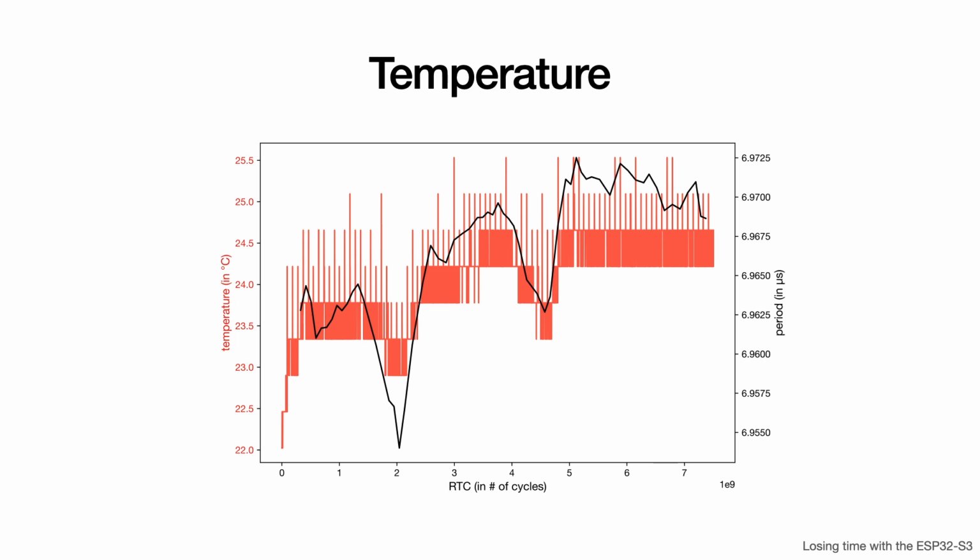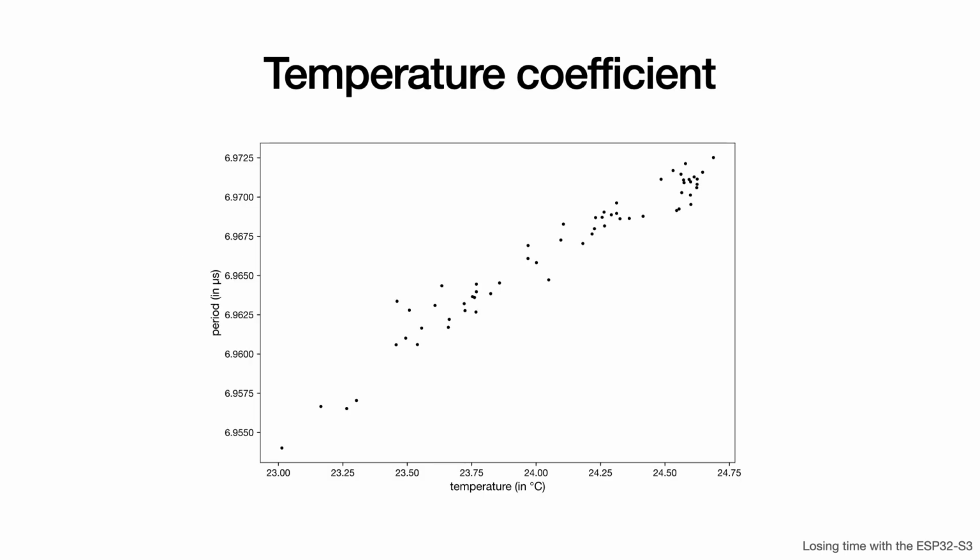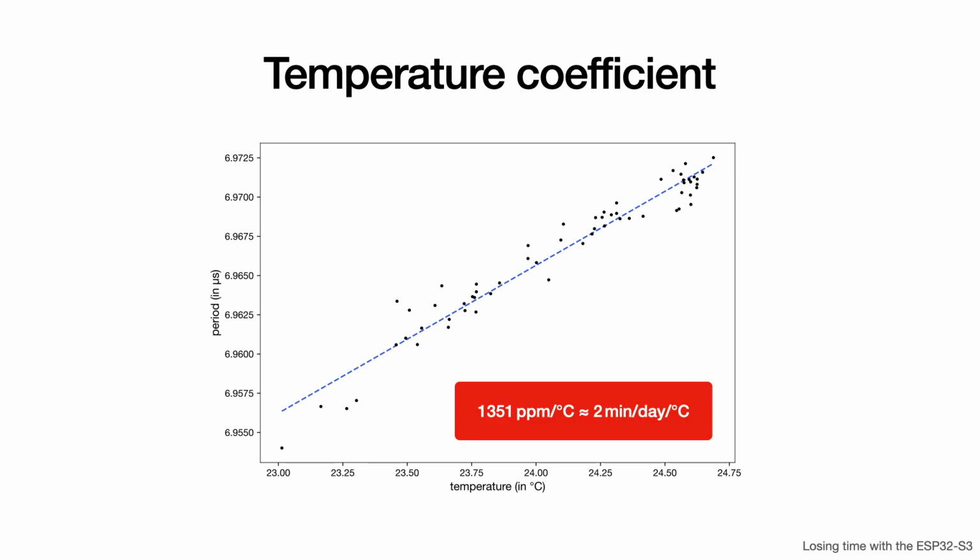Now, as a final refinement, I will filter the temperature. For every interval between 2 successive requests to the server, I calculate and will now graph the average temperature. An almost perfect match. Wow! This allows me to determine the temperature coefficient of the RTC. First, let's graph the temperature against the period directly. This looks fairly linear, and a linear regression immediately gives the temperature coefficient. The clock drift turns out to be around 2 minutes per day for every 1 degree of change in temperature.